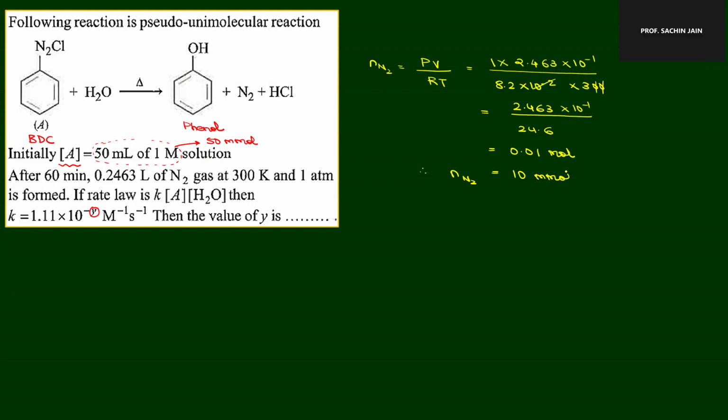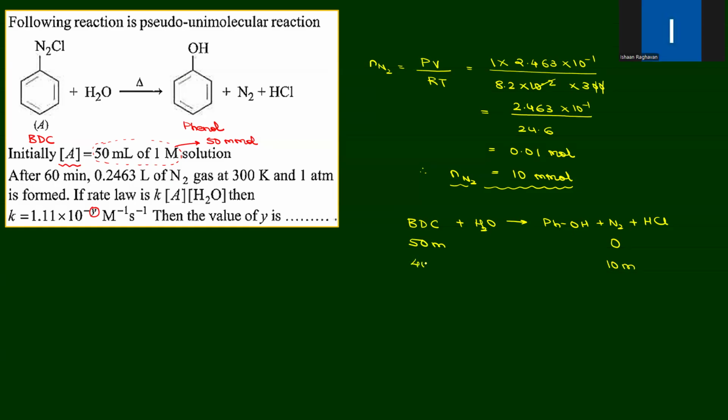Now, once I've got कि 10 millimoles of nitrogen is formed, I can use my ICF table. Initial, change and final. BDC plus पानी is giving you phenol plus N2 plus HCl. अब देखकर ही समझ में आता है, अगर ये 50 मिली से शुरू हुआ और N2 0 था, तो फाइनली ये 10 मिली है, तो ये 40 मिली बचेगा. ये इनिशियल है और ये फाइनल है. आता है समझ में?